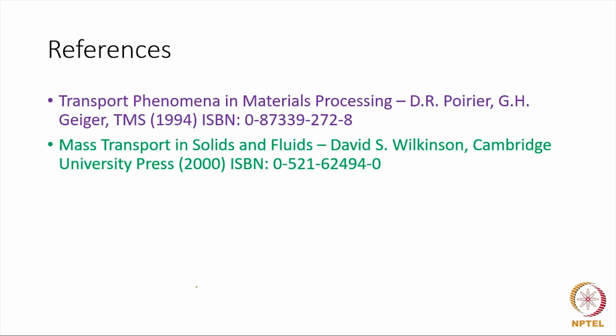And for this lesson, I have taken references as follows: the classical textbook by Poirier and Geiger called Transport Phenomena in Materials Processing. This textbook had enormous amount of data that we would actually require for those solutions. The correlations of Sherwood number also are listed. We don't have to discuss much about the correlations themselves. They're all empirical correlations, and we just need to plug in the numbers and get the values, and we can look up the Poirier and Geiger book for those correlations.